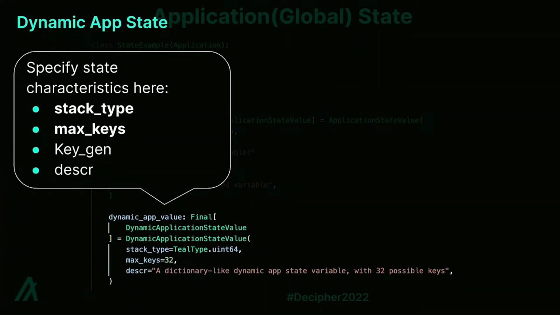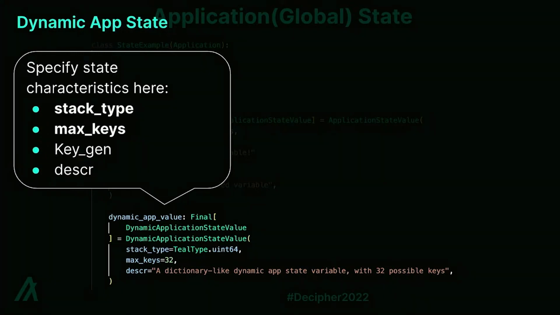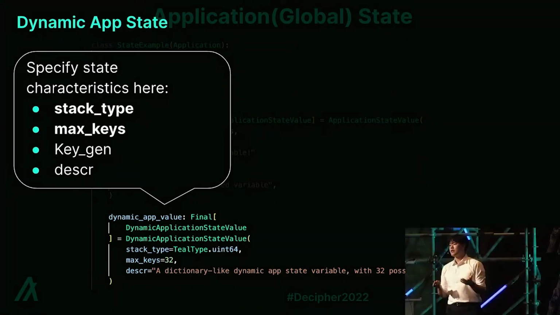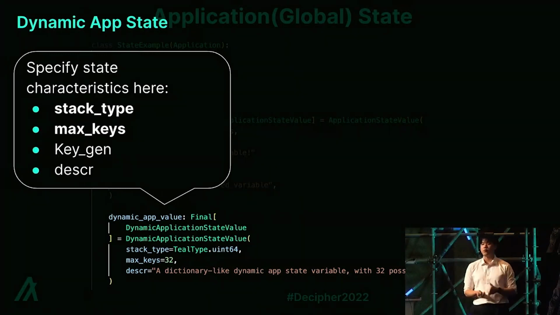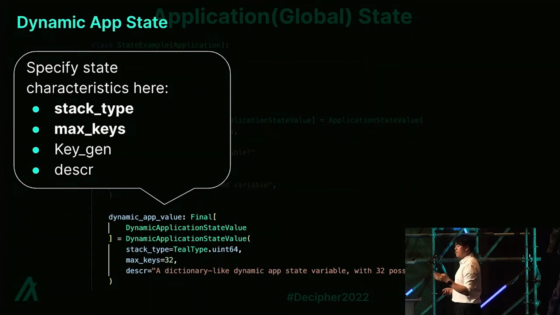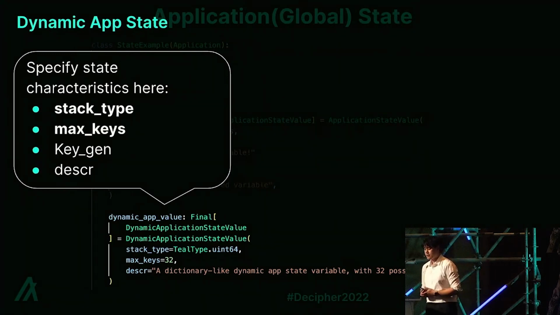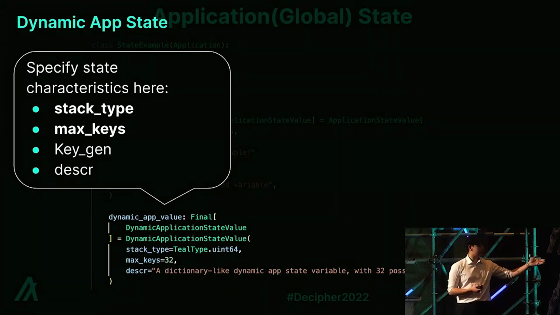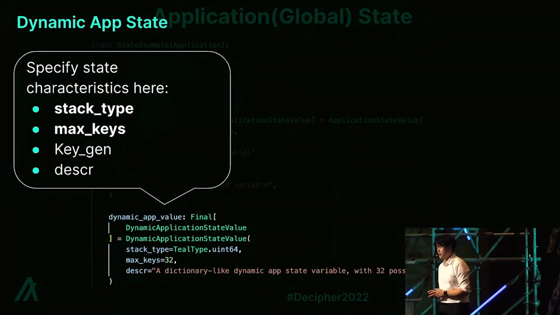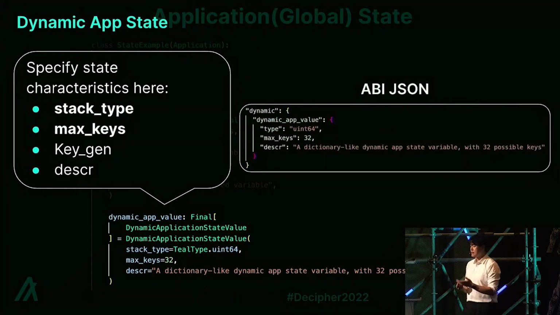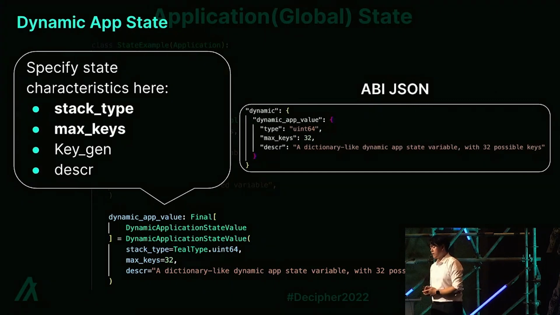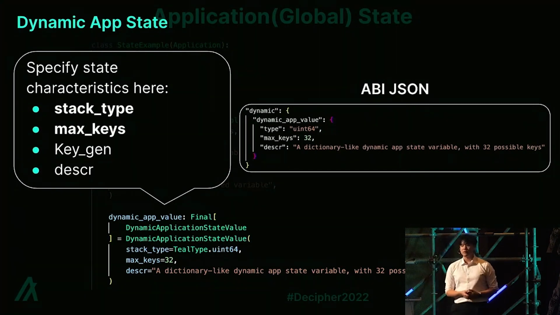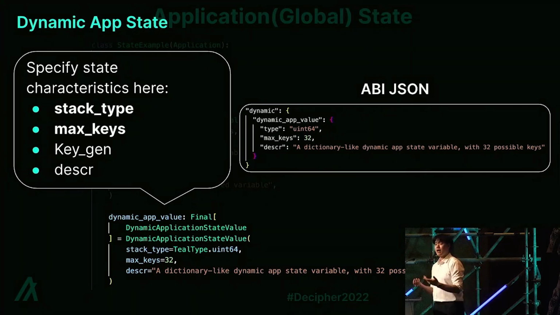The second type of application state is a dynamic application state. A dynamic application state is like a dictionary type state where it has multiple key value pairs stored in it. This will have 4 characteristics that you can define: stack type, max keys, keygen, and description. Here, I just want to mention what max keys is. The code here is set equal to 32. That means this dynamic app state can only have 32 key value pairs. Same story here: this is exposed to the ABI. All the information and characteristics are exposed, and it will be easier for the front end to know how to interact with this state.